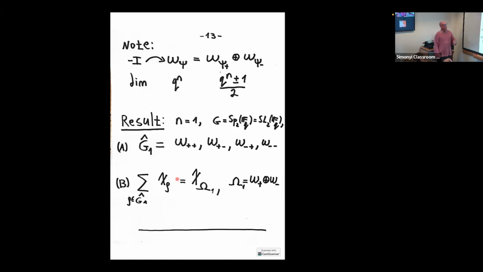So one space of dimension q to the (n plus 1)/2, and one of dimension q to the (n minus 1)/2. If you specialize to the case n equal 1, then Sp_2n(F_q), this our symplectic group, is just SL2(F_q). And now let me denote the two oscillator representations by omega plus and omega minus, and then further the decomposition into irreducibles by omega plus plus, omega plus minus, omega minus plus, and omega minus minus.